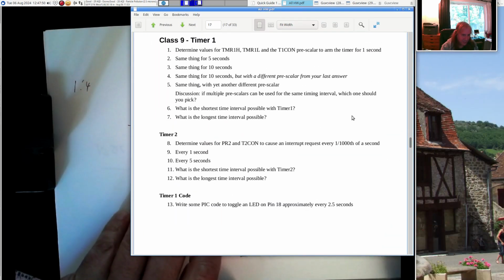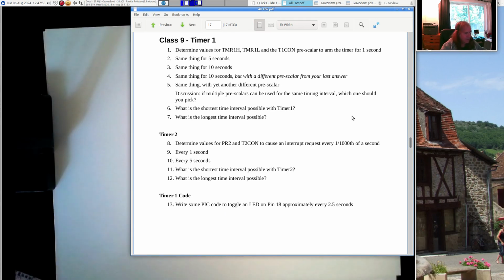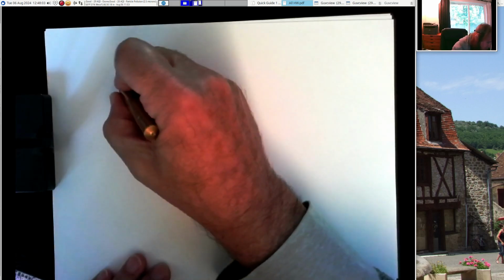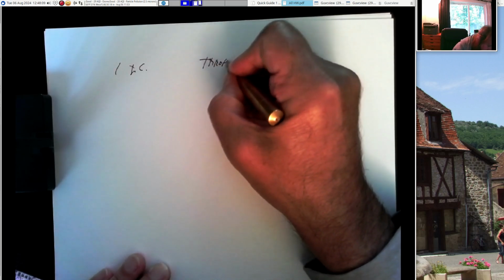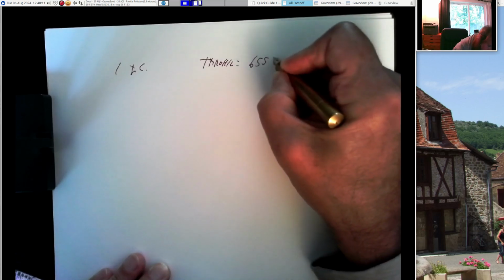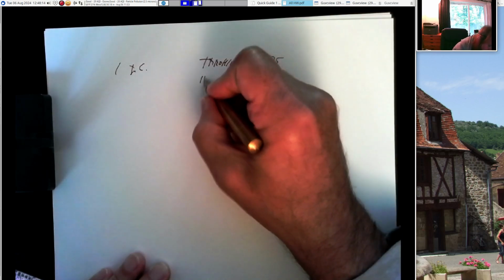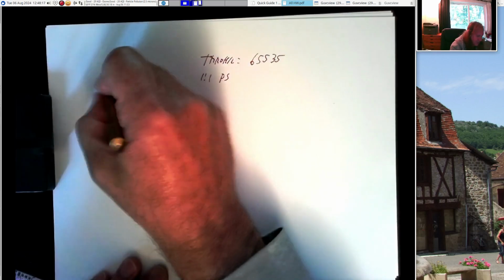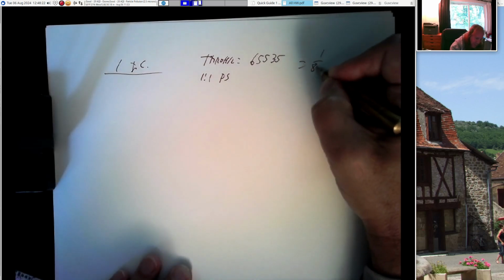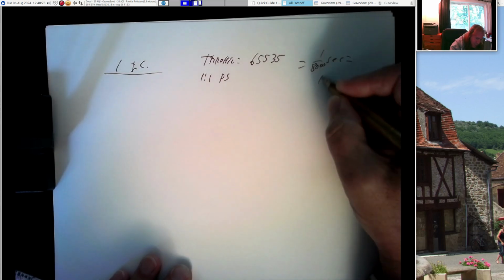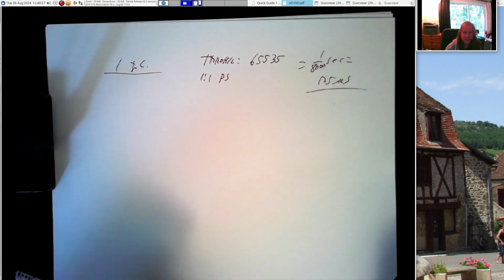All right, and then what's the shortest time interval possible with Timer 1? So I mean, we could do a time interval of 0, but that's an edge case. The smallest we can practically get is overflow after 1 instruction cycle. So we could initialize our timer register to 65,535, use a 1-to-1 prescaler, and after a single instruction cycle, our timer will overflow. So that's 1/8000th of a second, which is 125 microseconds. So that's the shortest interval.